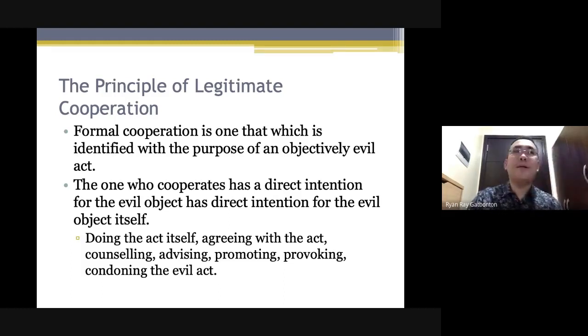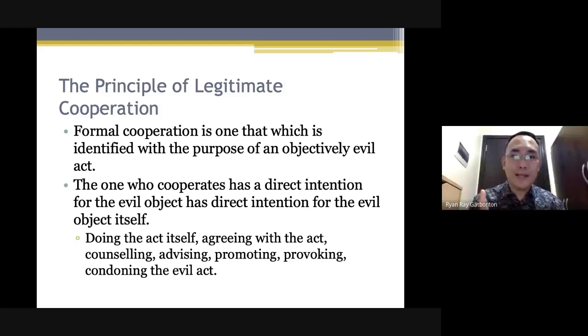So what are some examples? For example, in a bank robbery, you tell your friends that you want to rob a bank, and then some of your friends advise that they should go for it. They promoted that evil act. And even in Filipino, it's called ipinagbalikat, meaning they just let it be, but they know that something evil will happen, which is the bank robbery. So those people that I've mentioned are formally cooperating with the act.